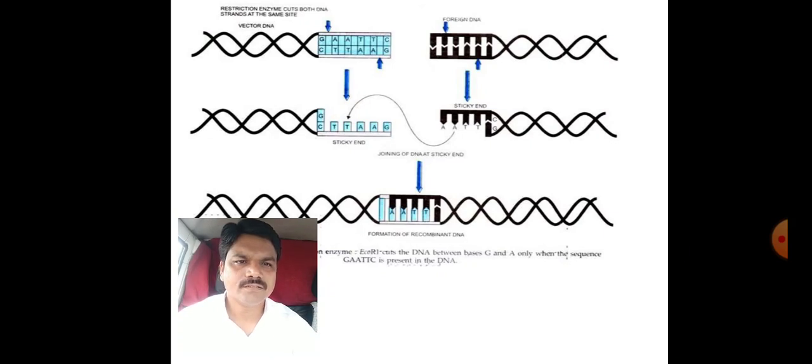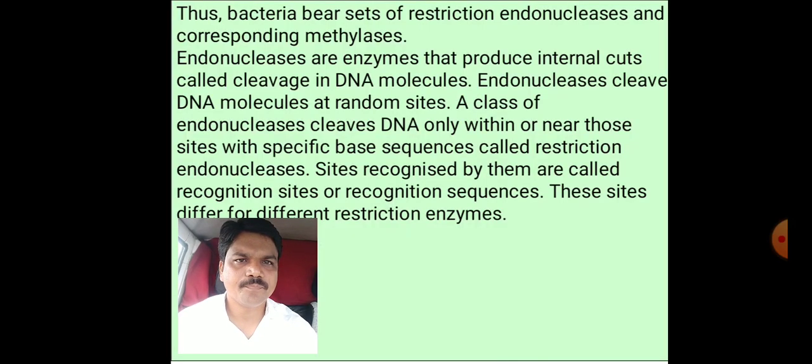Here, the diagram shows how these restriction enzymes cut the DNA, and ultimately the DNA is cut between bases G and A only when the sequence is present in the DNA. Thus, bacteria bear a set of restriction endonucleases and corresponding methylases. Endonucleases are enzymes that produce internal cuts, called cleavage, in a DNA molecule. Endonucleases cleave DNA molecules at random sites.